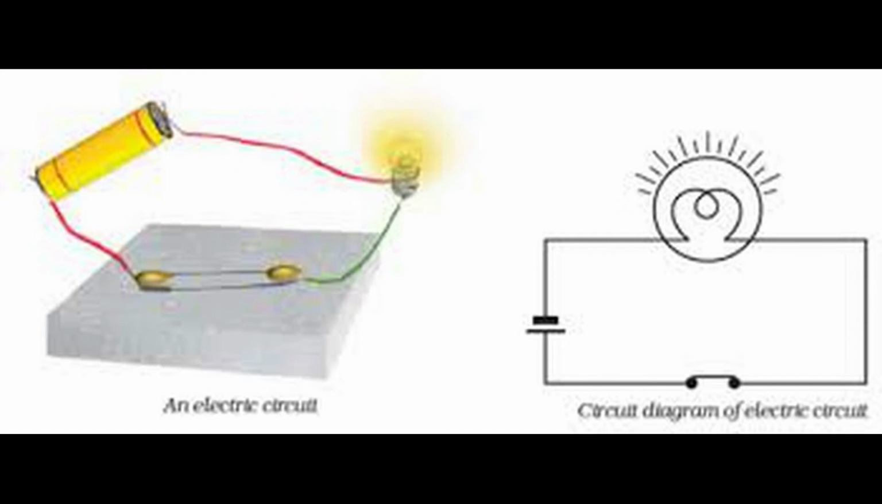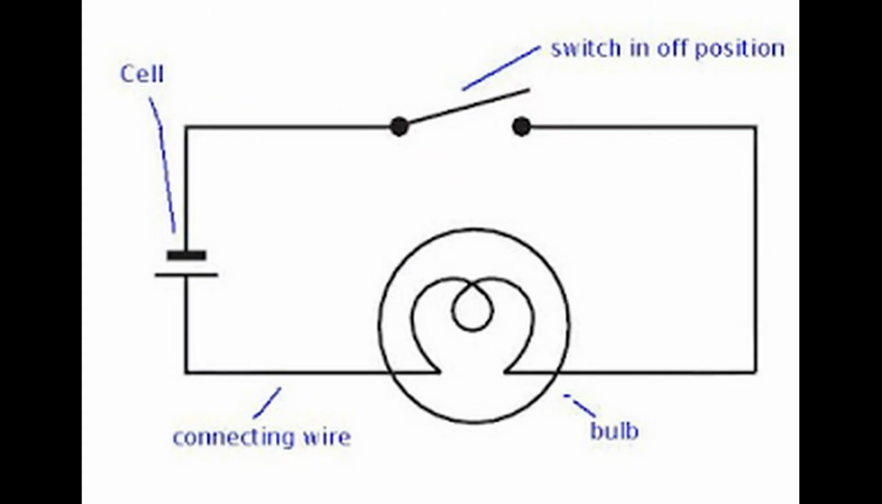You can see in the next diagram, in the bulb there is a thin wire called the filament. If you take the bulb and look at it, you can see one small, thin wire. That is known as the filament.